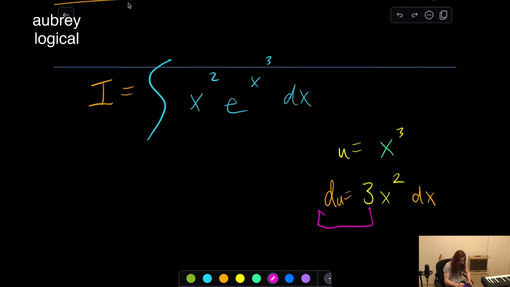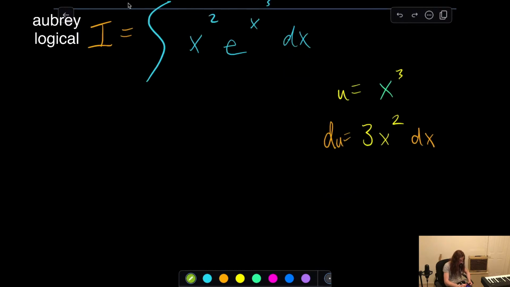You're going to divide this to the other side. So it's times by x squared, so you're going to divide, and it's going to become 1/3 of du is equal to x squared dx.